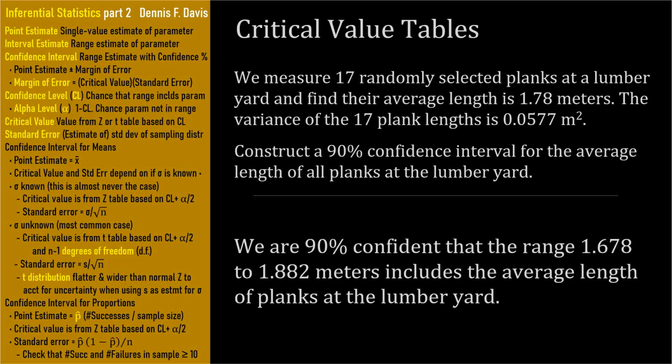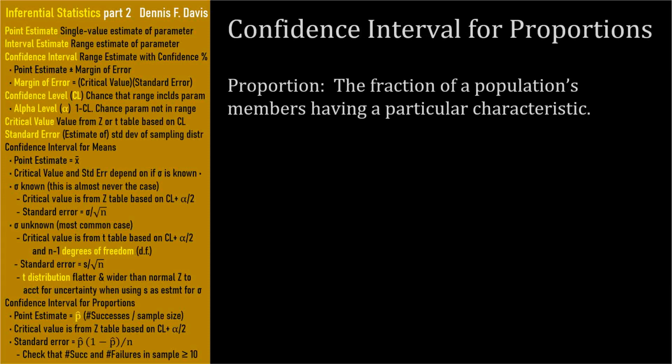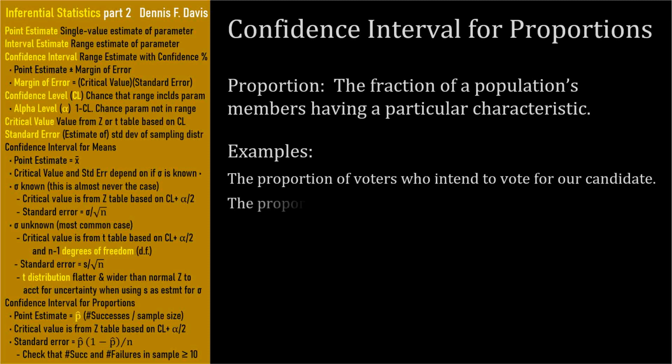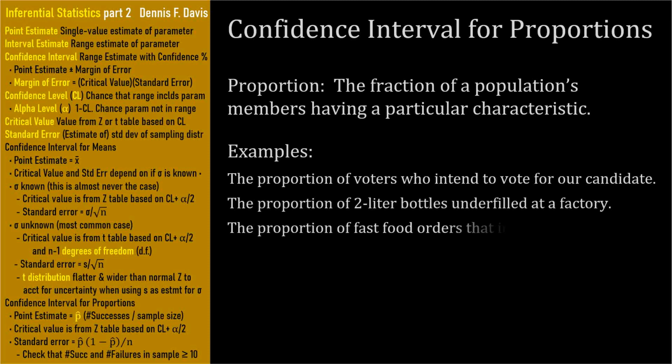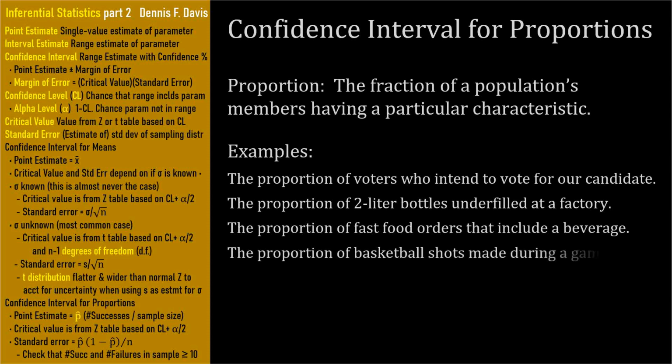We've covered confidence intervals for continuous random variables. Now we'll go over the confidence intervals for proportions, another common population parameter. By proportion, we mean the proportion or fraction of a population having a particular characteristic. Here are some examples. The proportion of voters who intend to vote for our candidate. The proportion of 2-liter bottles underfilled at a bottling factory. The proportion of fast food orders that include a beverage. The proportion of basketball shots made during a game.